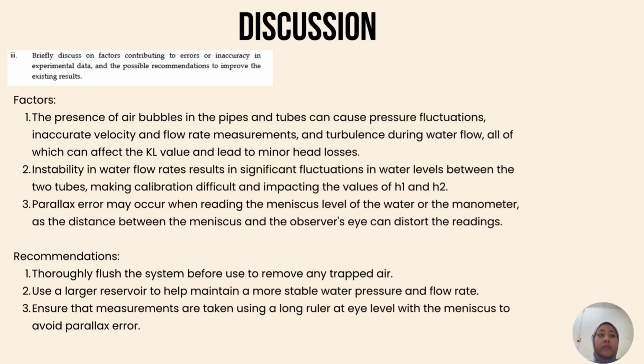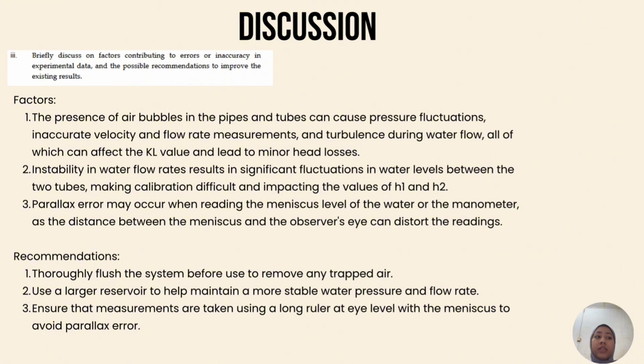Instability in water flow rate results in significant fluctuation in water level between the two tubes, making calibration difficult and impacting the values of H1 and H2. Parallax error may occur when reading the meniscus level of the water in the manometer, as the distance between the meniscus and the observer's eyes can distort the readings.